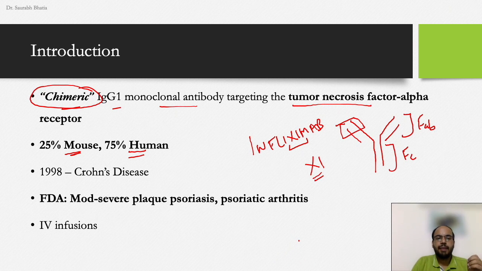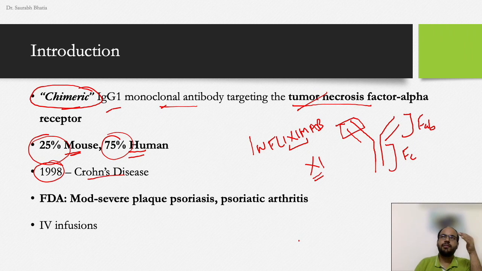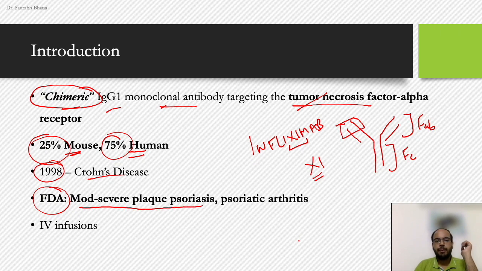Clear? So it's a chimeric IgG1 monoclonal antibody against human tumor necrosis factor. 25% of it comes from mouse, 75% is the human IgG molecule. In 1998, it got approved for Crohn's disease, and subsequently it received a lot of approvals for rheumatoid arthritis, psoriatic arthritis, and ulcerative colitis, both in adults and pediatric population. For dermatologists, it has been approved by the FDA for use in moderate to severe plaque psoriasis and psoriatic arthritis.